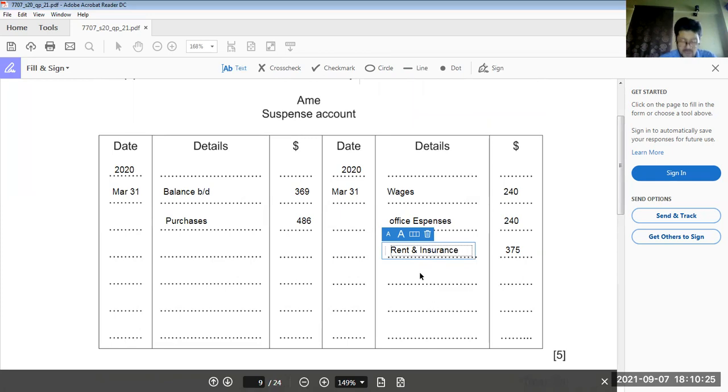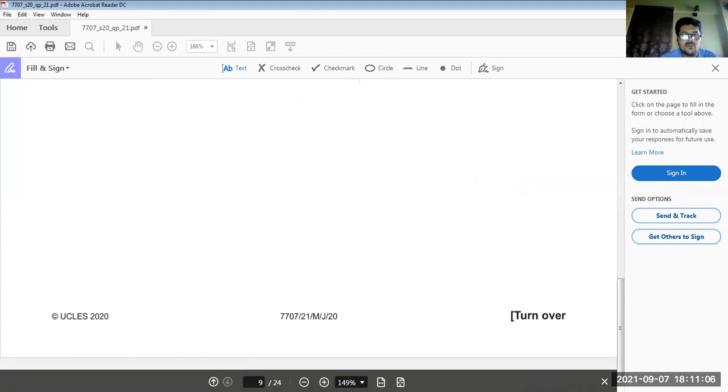Both sides should be equal, hopefully. 369 plus 486 is 855. Now 240 plus 240 is 480, plus 375, 855. Thank God. The balance c/d in the suspense account is nil, so there are no errors remaining to correct: 855 on both sides without any balance. Okay, move on.